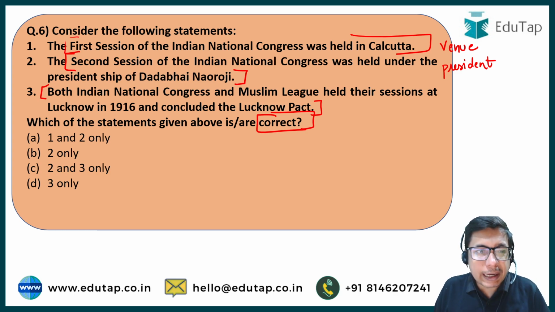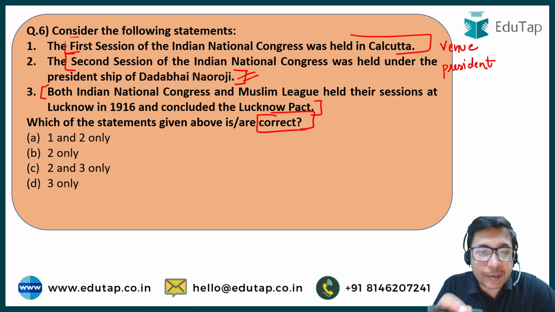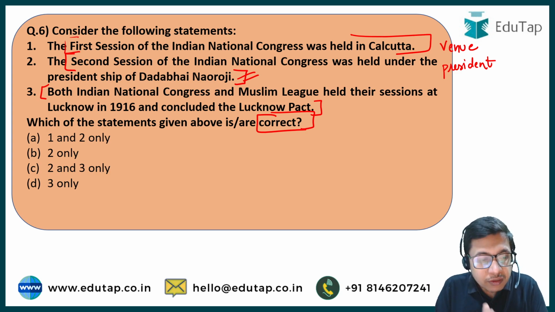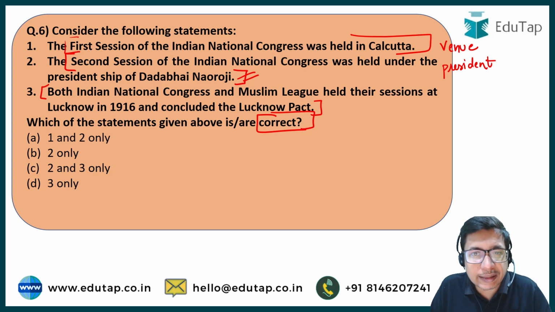If we talk about the correct answer, was the first session of the Indian National Congress held in Calcutta? No, it was not held in Calcutta. The second session of the Indian National Congress was held under the presidentship of Dadabhai Naoroji. Yes, this is correct. Dadabhai Naoroji was the president of the Indian National Congress in the second session, which happened in what year, that I want to know the answer of. The third statement, that both Indian National Congress and Muslim League held their sessions in 1916 at Lucknow to conclude the Lucknow Pact. Yes, this is correct.